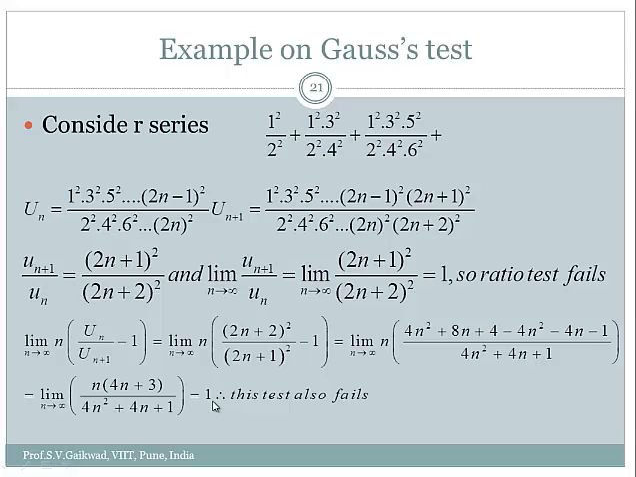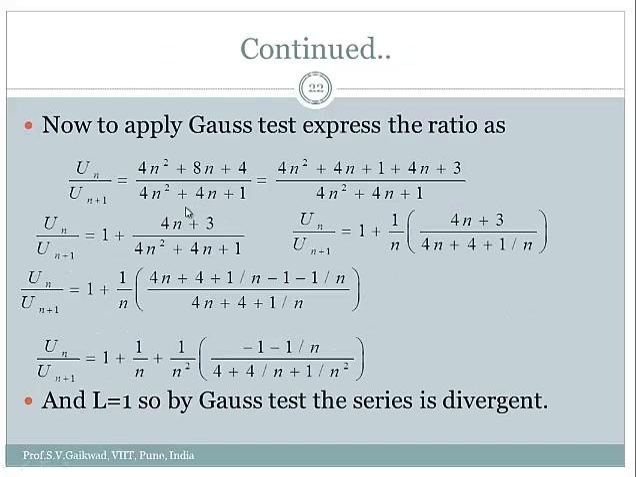So we'll try to apply now the Gauss test. Here the ratio un upon un plus 1 is this one. We'll try to express in that given form: 1 plus something. So to get 1, adjust the denominator in the numerator. We are getting 1 plus something. Now take 1 by n common, the remaining bracket. Now I want to again adjust the denominator in the numerator here, and we are getting 1 plus 1 by n plus 1 by n square into this term.